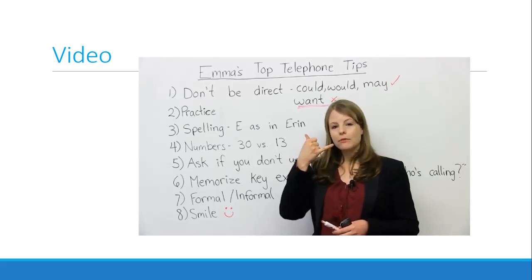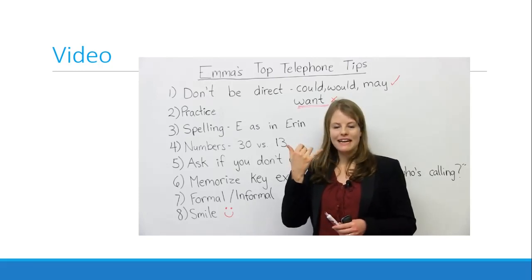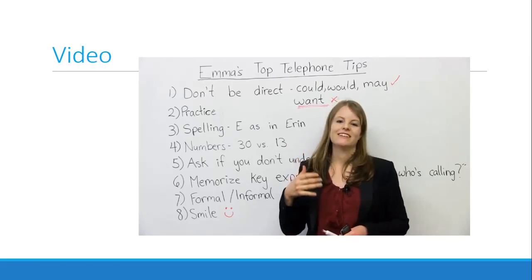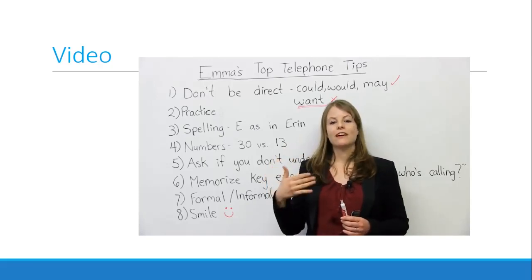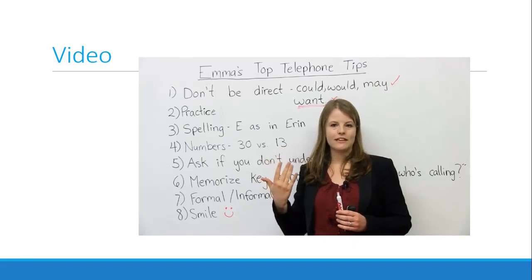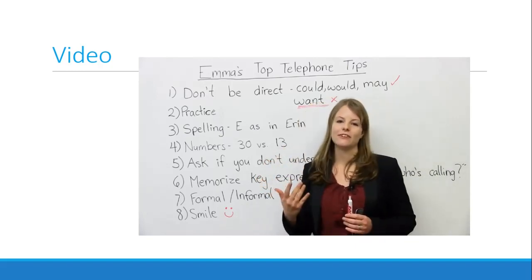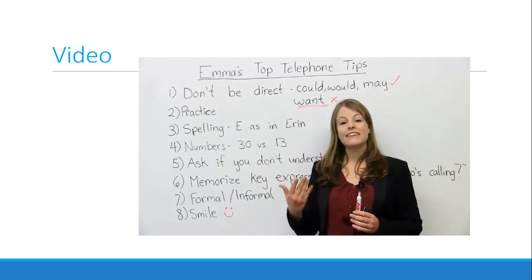Or, "I'm sorry, can you please slow down? My English is not strong." This will help for the other person on the line to slow down their English. And then hopefully you can hear what they're saying. Okay, so always ask for them to slow down if you don't understand. And you can ask them to repeat.